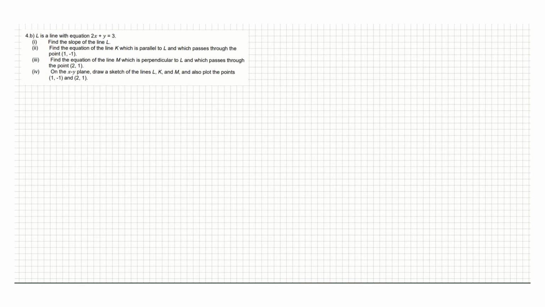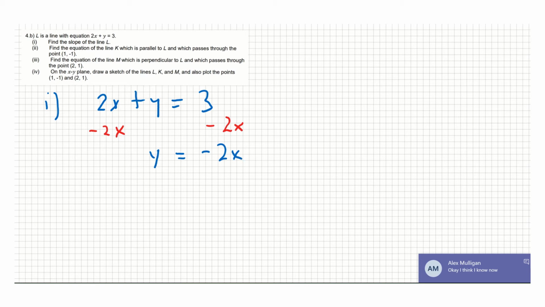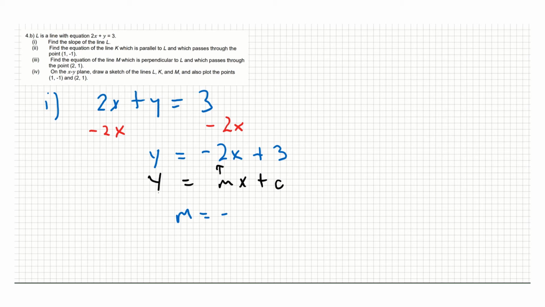Okay, Chloe, so for part 1, your line is 2x plus y equals 3. Now I'm not sure exactly how you might have been taught to do this, but I'll show you the way I approach it. So if we write it as y equals minus 2x plus 3, I took away 2x on both sides. That's in the form y equals mx plus c. m is the slope, so m equals minus 2. That's part 1.